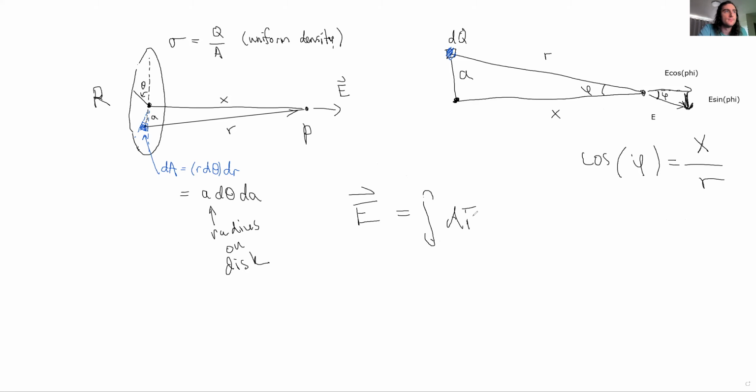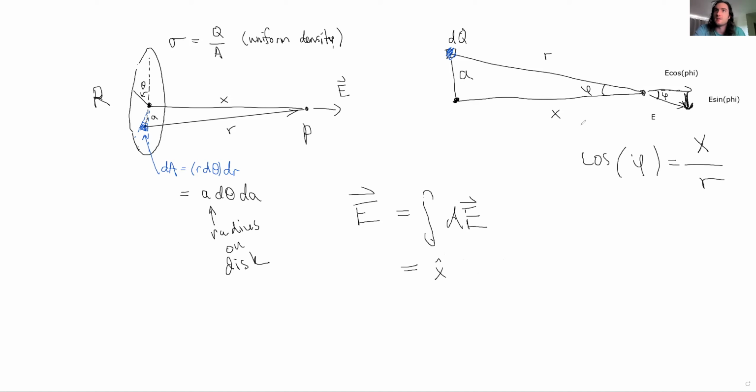We integrate dE as a vector. Well, what's the direction of the electric field? We just talked about how all the sine phi components are going to cancel, and so we're only going to have an electric field in the x direction. So we can account for the direction simply by putting an x hat in front. We'll just pull the x out of the integral. We don't actually need to integrate over x.